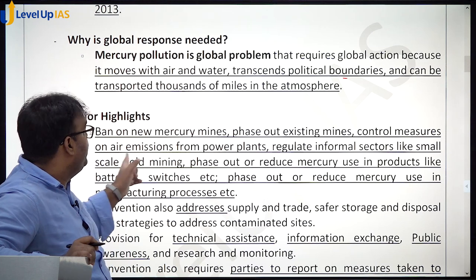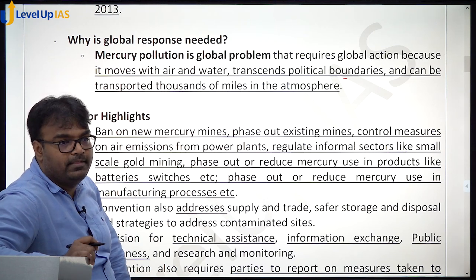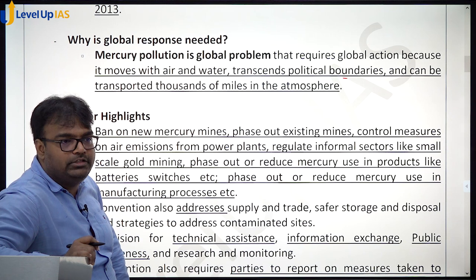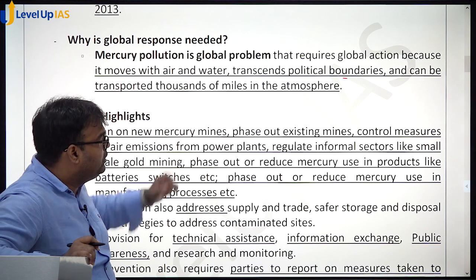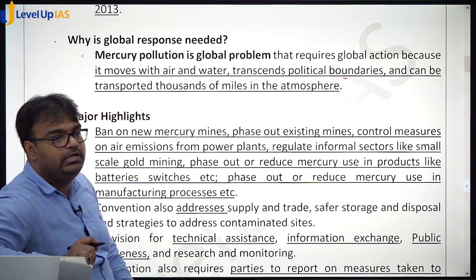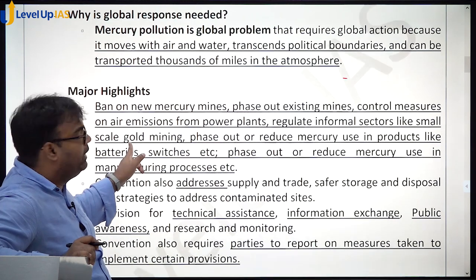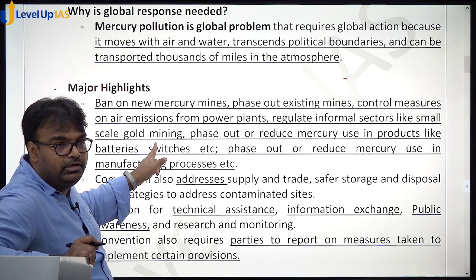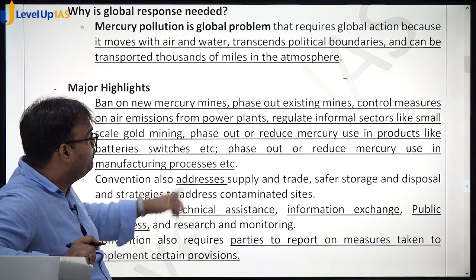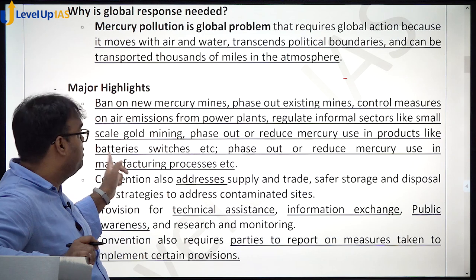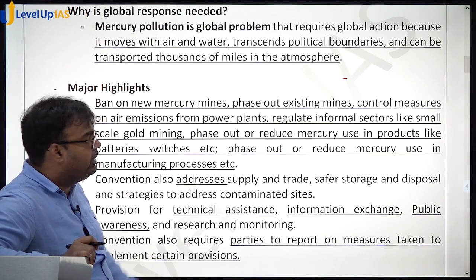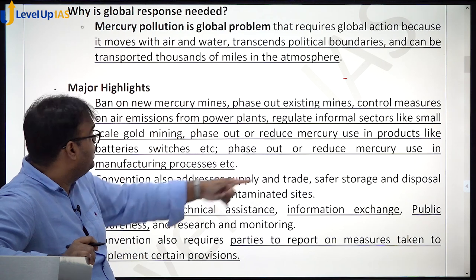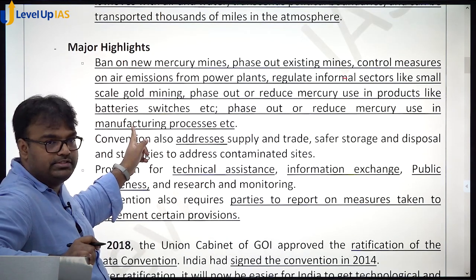Control measures on air emission from power plants. Thermal power plants are the biggest source of mercury pollution, so emission has to be controlled there. Regulate informal sectors like small scale gold mining. We had seen that mercury is used in gold mining, so that has to be regulated. Phase out or reduce mercury use in products like batteries, switches, etc. We know mercury batteries and all those things, we have to phase them out. Phase out or reduce mercury use in manufacturing processes.